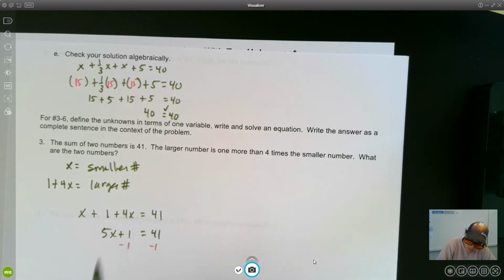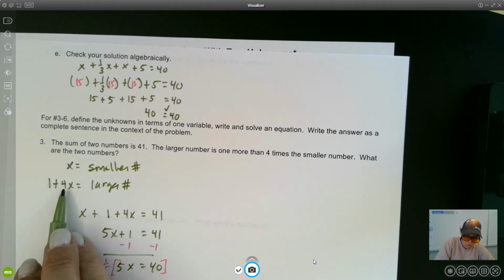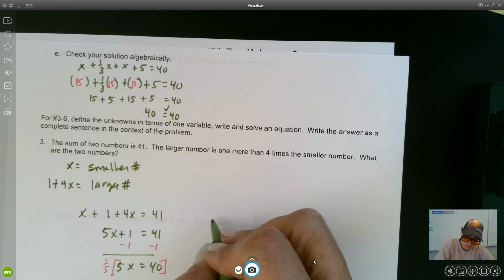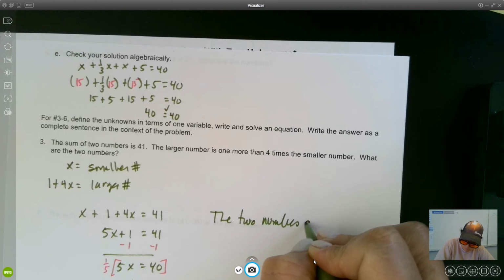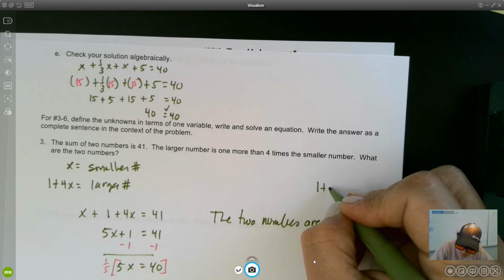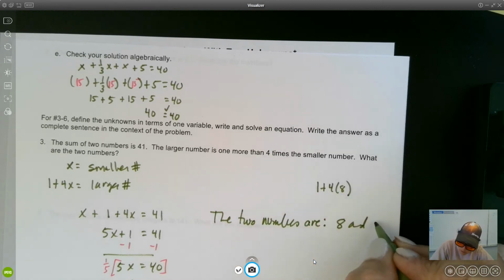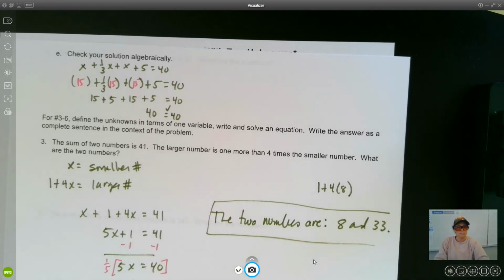Subtract 1 from both sides. 5x equals 40. Take a fifth, divide by 5. X equals 8. Okay, well, 8's the smaller number. 1 plus 4 times 8 is the larger number. So the two numbers are 8 and, let's think about that other one, 1 plus 4 times 8. That's 33. And don't those add to 41? So we're good.